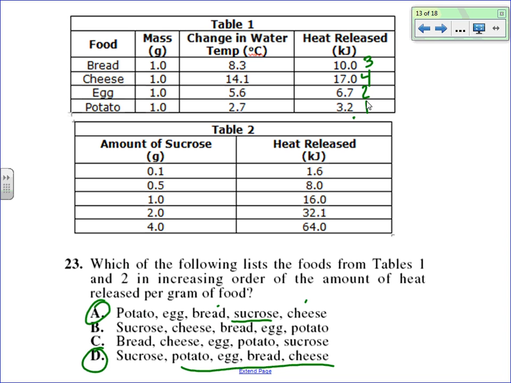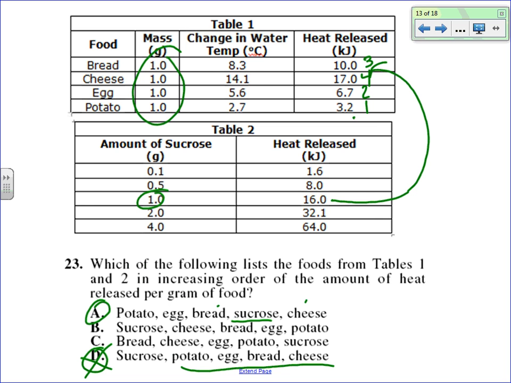Right, 1.0. Nice, because all these are 1.0. We need to make sure we're looking at sucrose at 1.0. Sucrose at 1.0 is 16, which would fall in between bread and cheese. So that's how we know it's A and not D. All right, so that first step you did was nice because it totally eliminated B and C as options. We knew those couldn't be right. So then between A and D, we got the right answer.